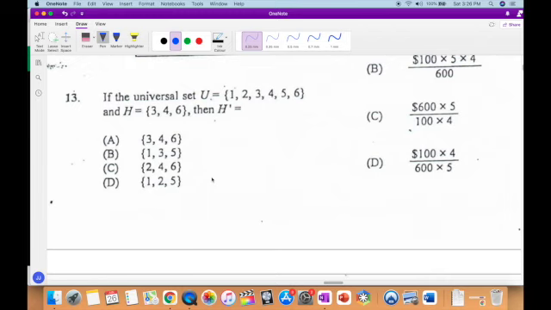You see how others get mad, confused sometimes? But yes, it's H complement, right?